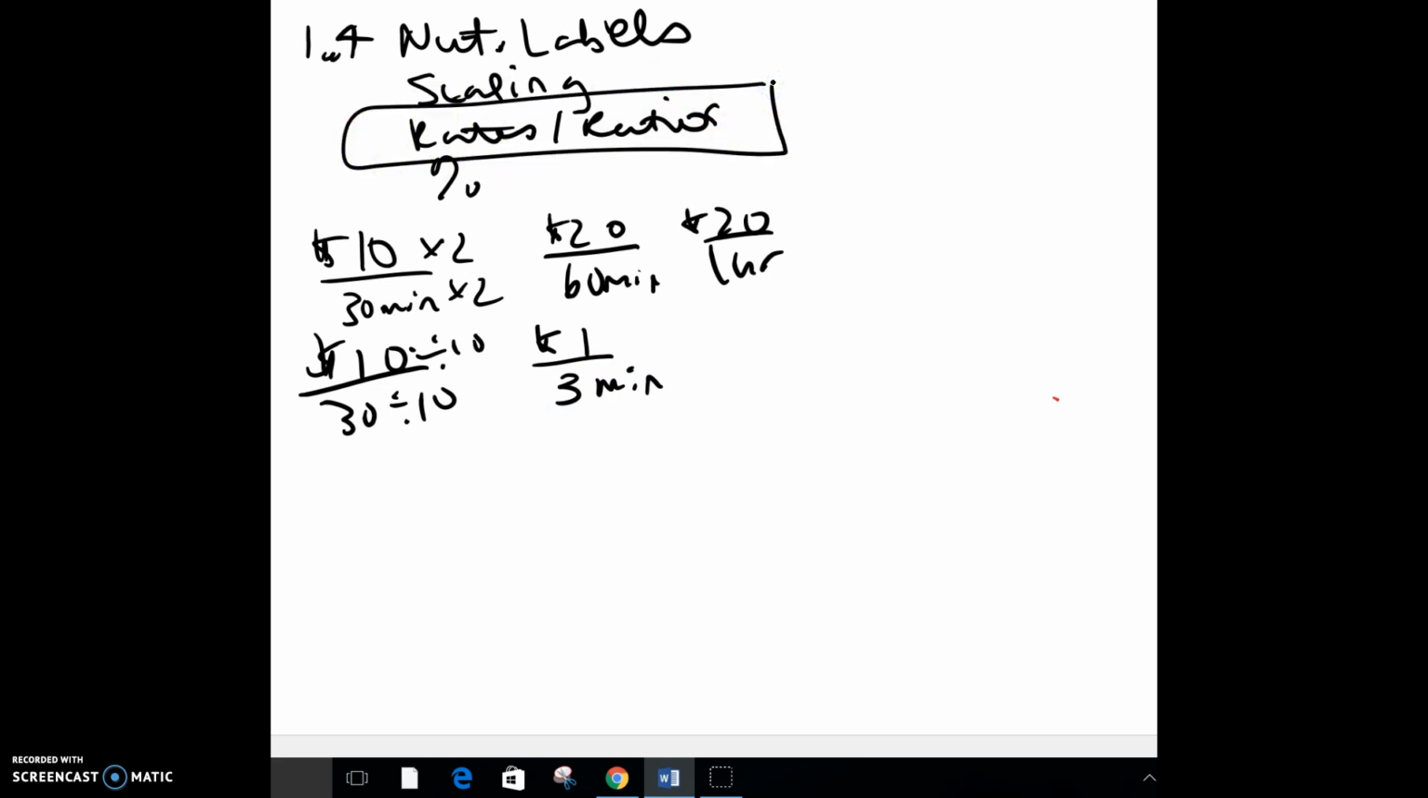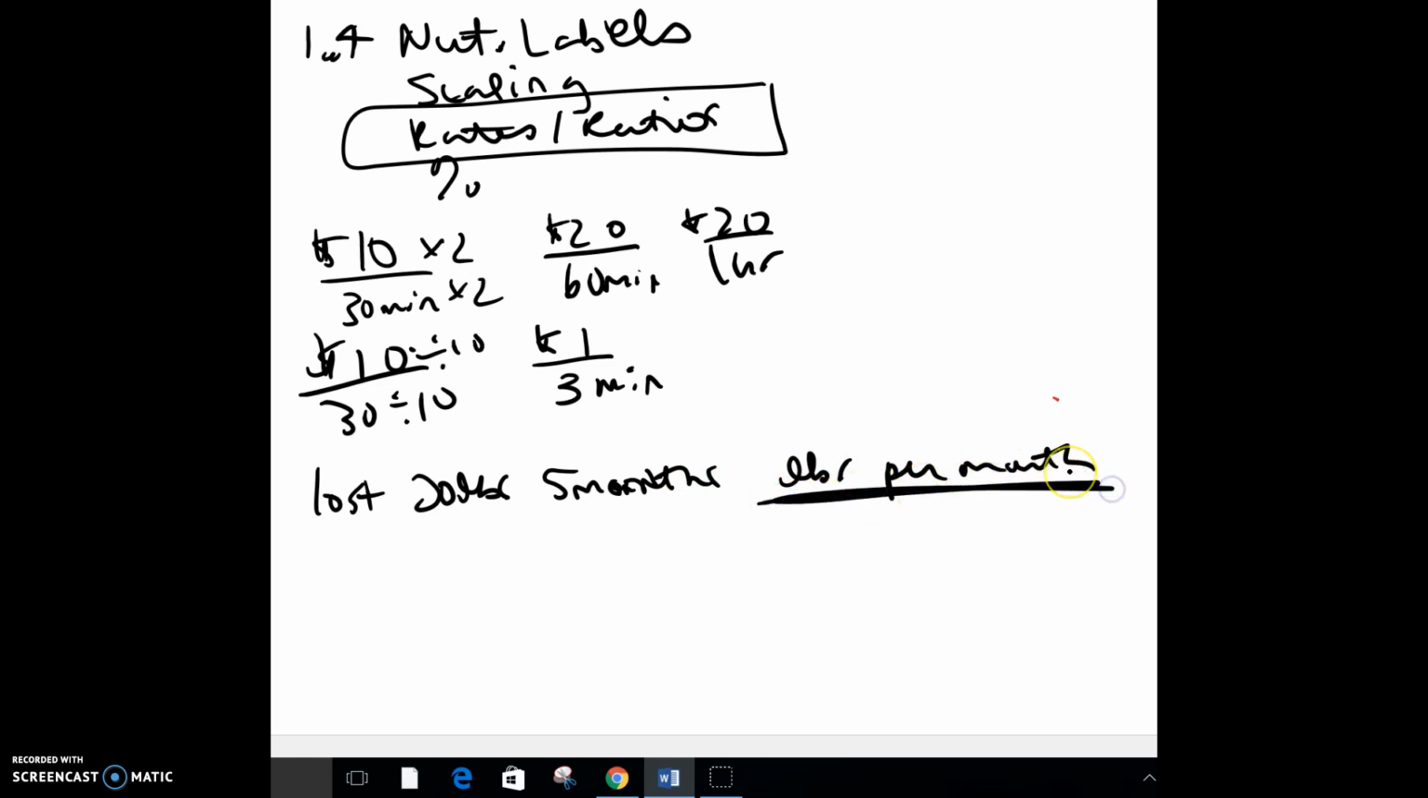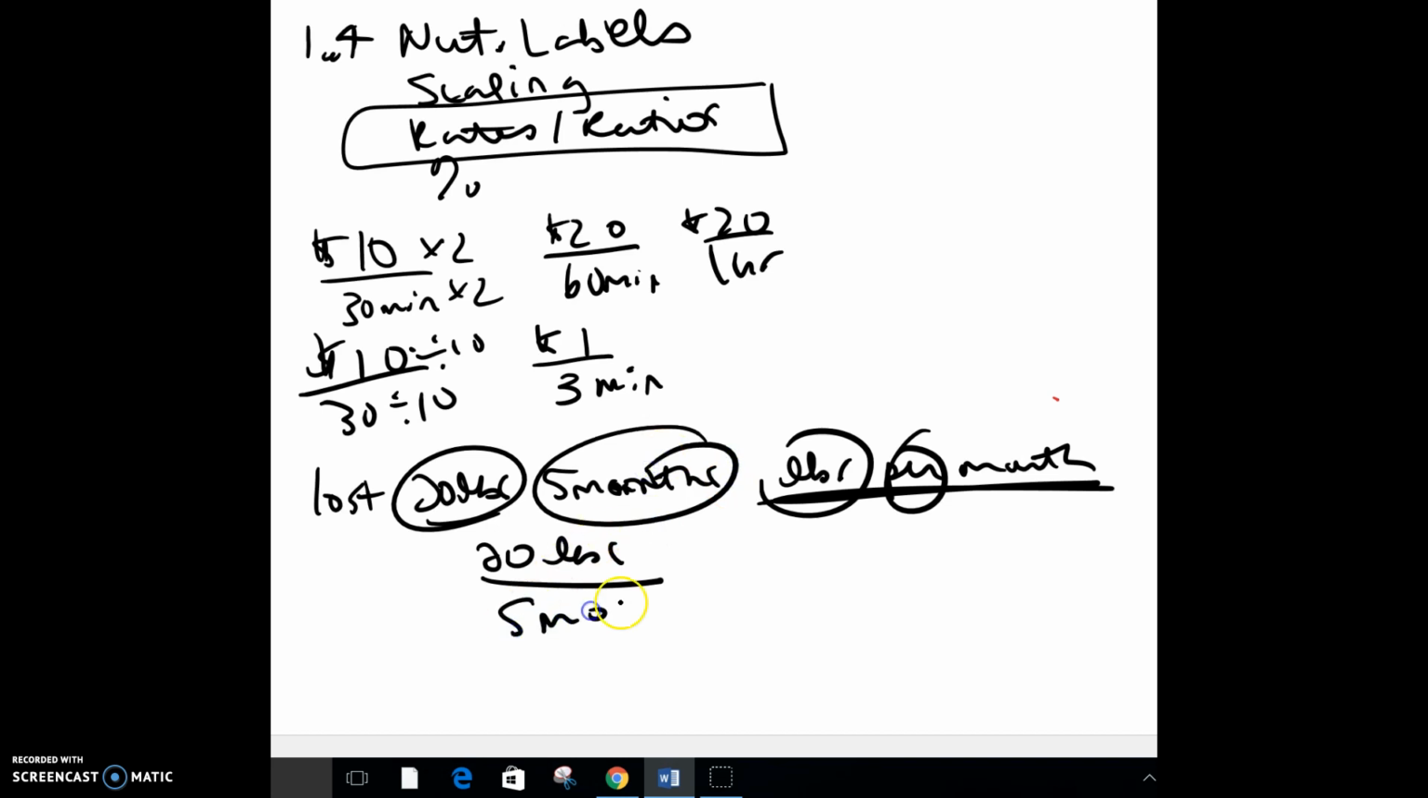Rates and ratios. So rates are easy. It should tell you what to do. So it could say something like, say I lost, I don't know, 20 pounds and I lost it in, say 5 months, and it's going to ask me for how many pounds did I lose per month. If you read it, it should tell you what to do. So it says pounds, which is 20 pounds, and it says per, which means divide by 5 months. So you divide, don't multiply by 100, you're not converting it to a percent, and you get what, 4 pounds per month. So rates should be nice. They tell you what to do.